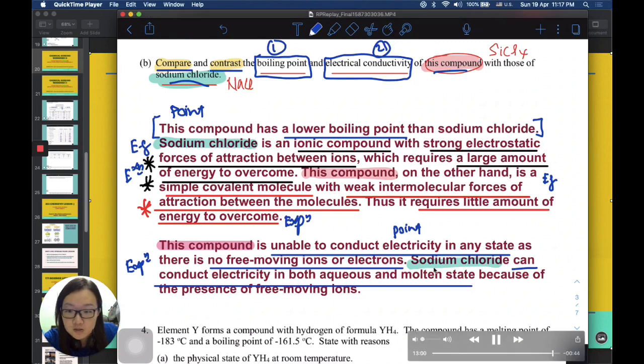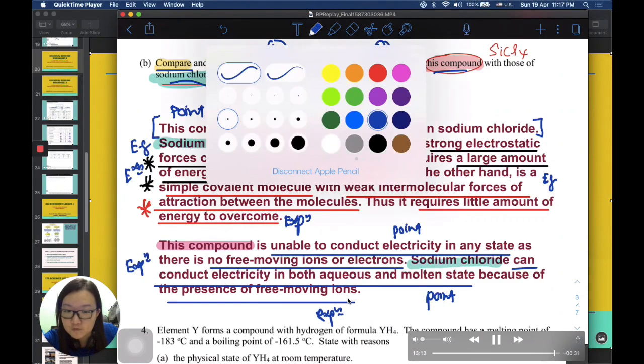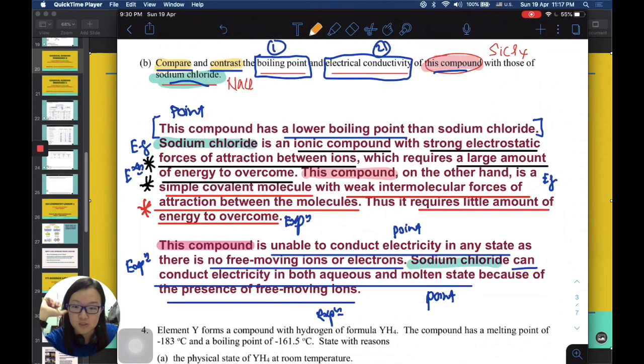As for sodium chloride, the ionic compound, your point will be that it can conduct electricity in both aqueous and molten state. And then what is the explanation? Because of the presence of free moving ions. Can you see that? Hopefully this is a lot clearer and gives you a structure to follow.